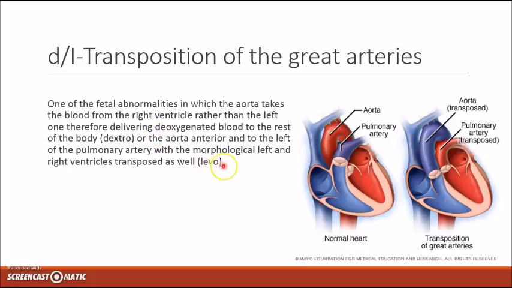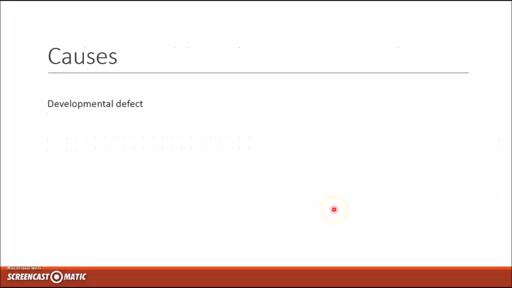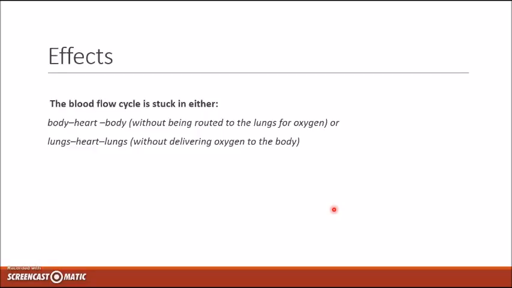As for the levo case, what we have is just a change in the placement of the pulmonary artery. Instead of being just behind the aorta on one side, it is in front of it, and we have morphological changes in the left and right ventricles. As for the causes, it is merely developmental defects.